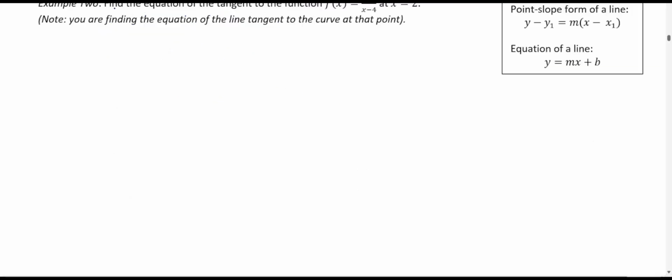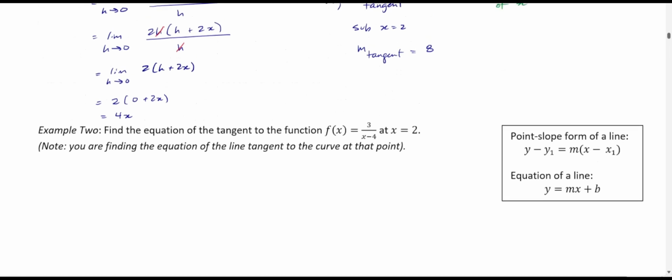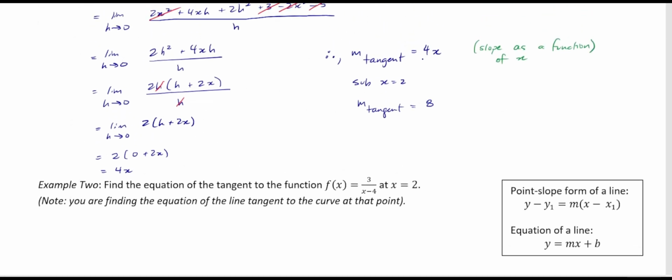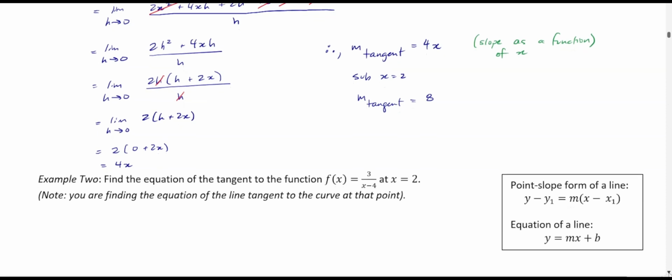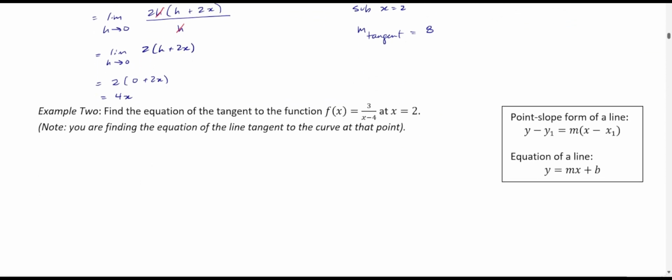In the next example, we're being asked to find the equation of the tangent to the function f of x is equal to 3 over x minus 4 at x is equal to 2. And in this case right here, I am going to directly substitute x is equal to 2 in the limit. So this is an alternative, right? In this example above, I first found slope as a function of x and then subbed x is equal to 2. But in this case, I'm going to directly sub into the limit.